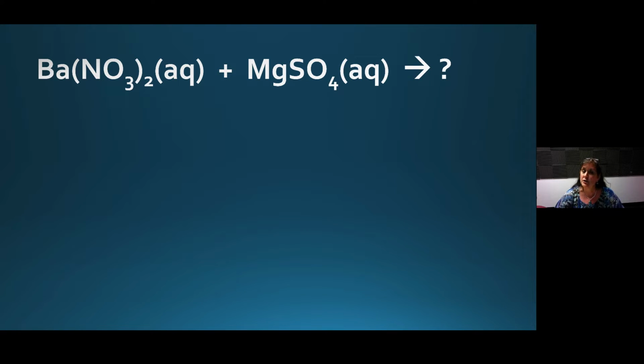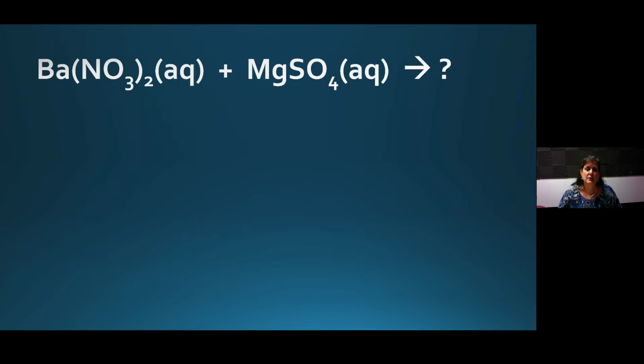Let's check the charges. Barium's a +2. Sulfate is a polyatomic ion. Let's look it up. Sulfate is a -2. So +2 -2 adds up to 0, so it's BaSO4. Great.